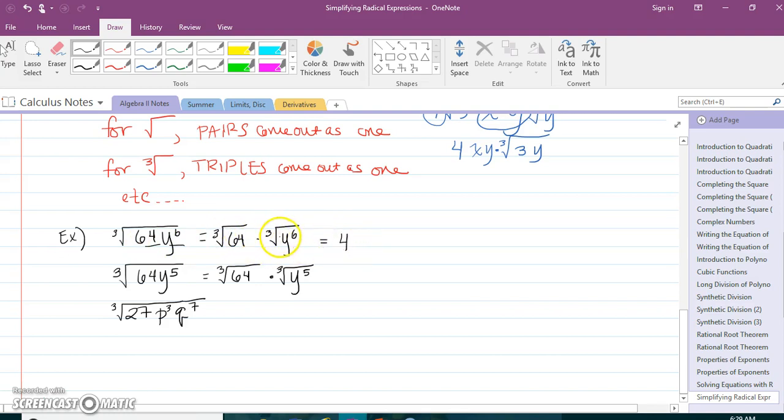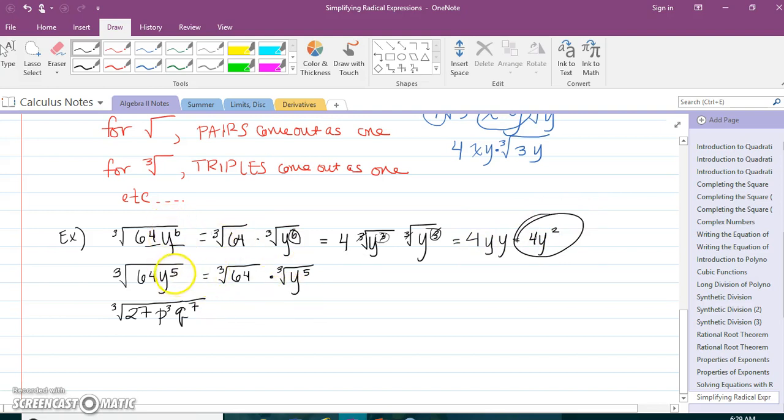It is 4. The cube root of y to the 6th, I'm going to break up 6 into as many cubes as I can. Oh, check it out. 3 and 3 is 6. I already used it all up. And look at these. Each of these is perfect. Each of these ends up being y. So I have 4 times y, 4y squared. So sometimes that'll happen if everything's a perfect cube.